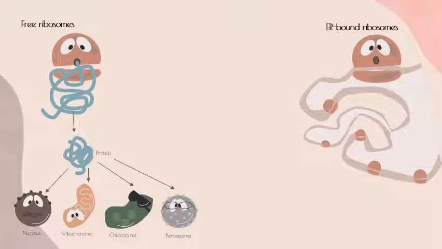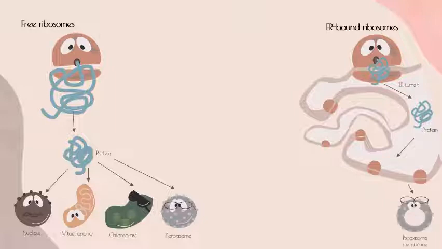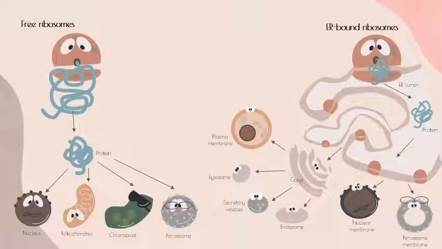While the other type, the ER-bound ribosome, will synthesize a protein that will either be retained in the ER or transported to the peroxisomal membrane, nuclear membrane, the Golgi apparatus, the endosome, the vesicles and lysosome, the plasma membrane, and or the cell exterior via these vesicles.